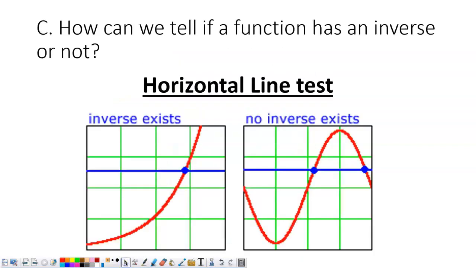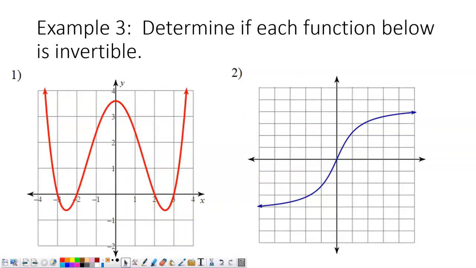Okay? So we call that the horizontal line test. If you draw a horizontal line and it only hits the graph once, the inverse exists. If you draw a horizontal line and it hits it twice, the inverse does not exist.